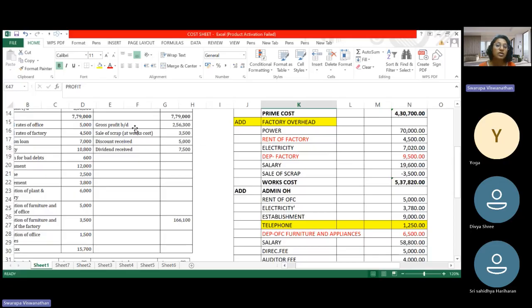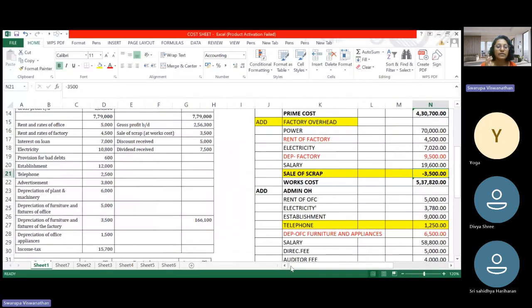Sale of scrap at works cost, we need to consider. So it is mentioned sale of scrap at works cost. So where should we reduce this amount, this receipt from the scrap sale? We need to adjust it at the works cost level because the scrap has been sold at works cost. So when we calculate the net works cost, we need to reduce the sale of scrap. This one minus 3,500, which is the amount of sale, minus 3,500.